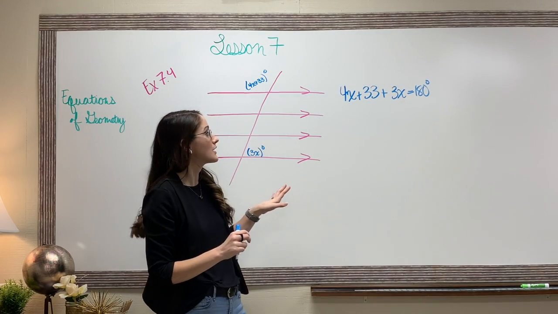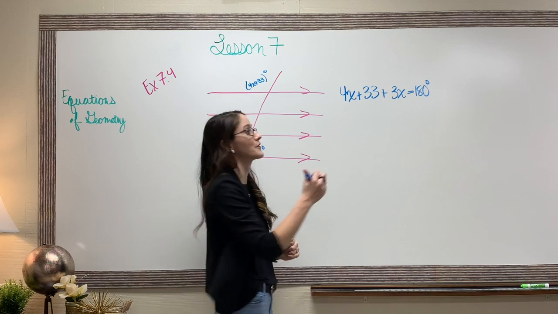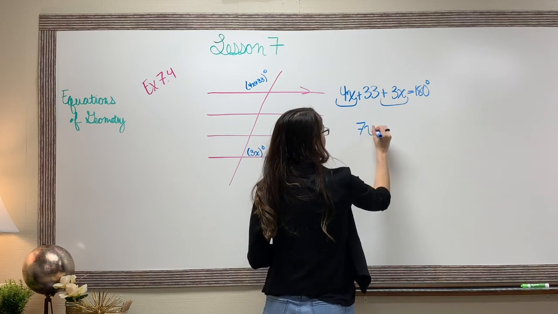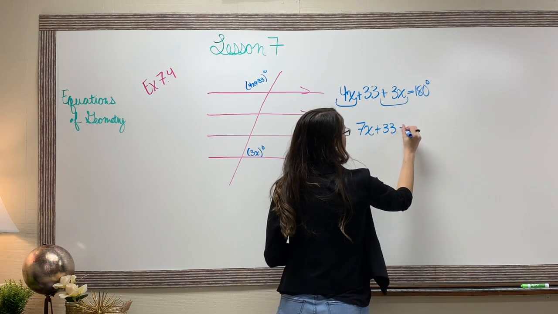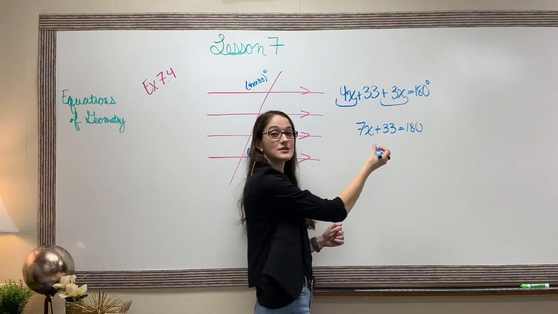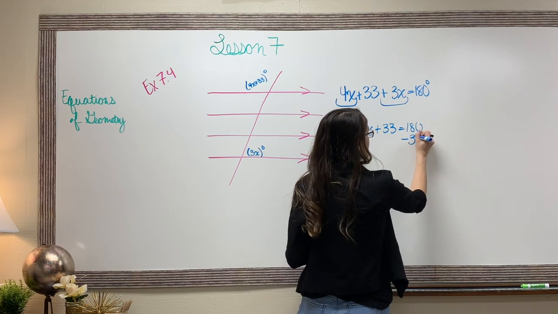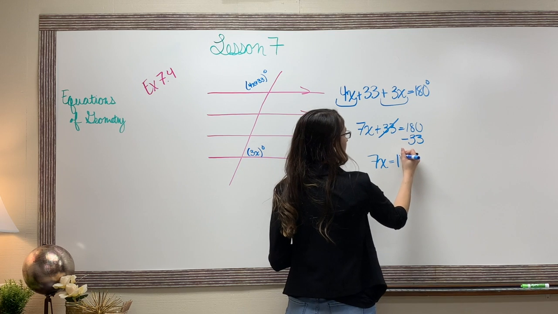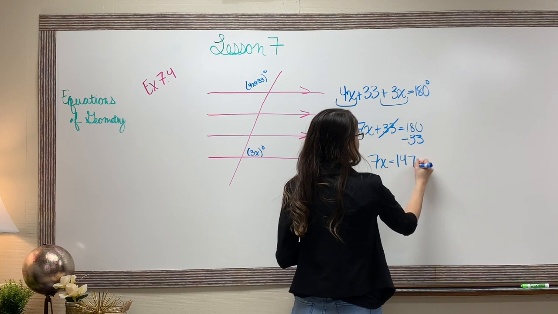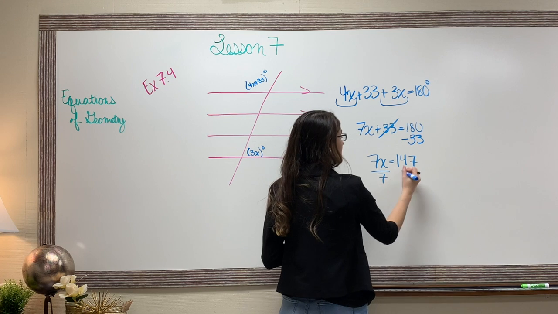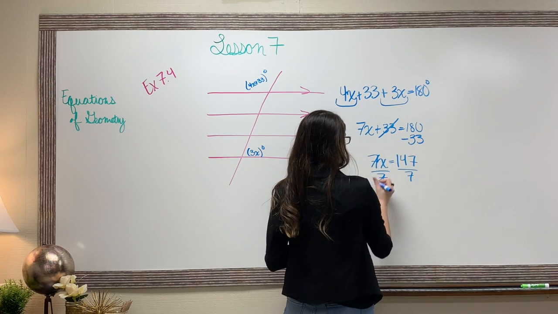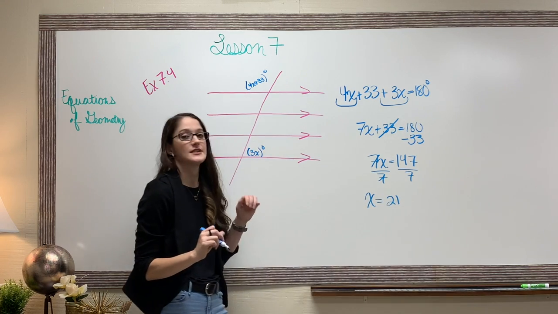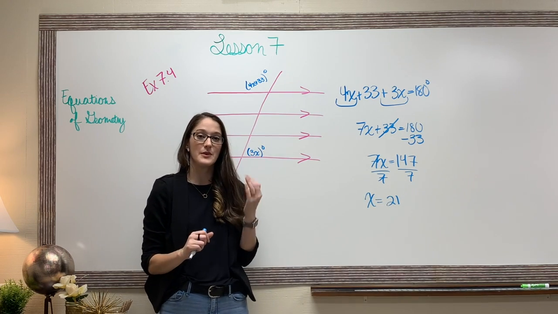Now that we have our equation set up, we can add like terms and solve for x. So we have 4x plus 3x, so 7x plus 33 equals 180. Then we got to subtract 33, change side, 7x equals 147, and then we're going to divide by 7, and x equals 21.